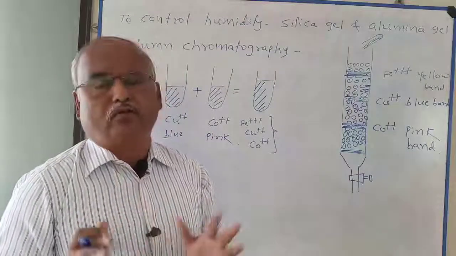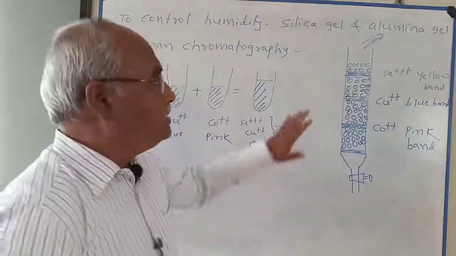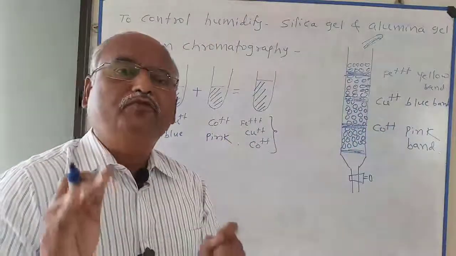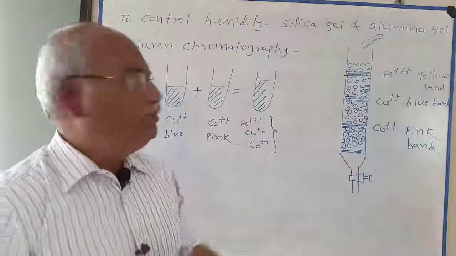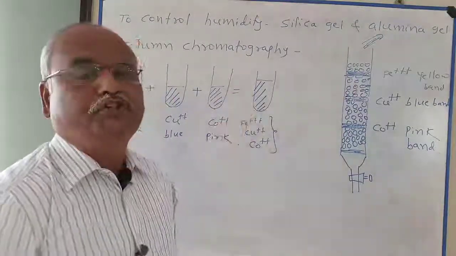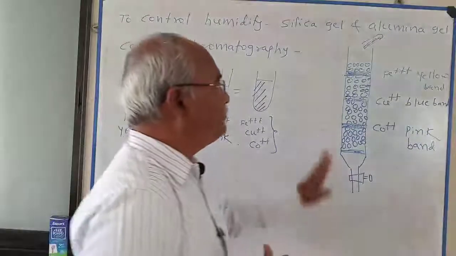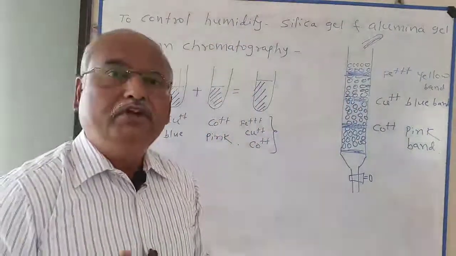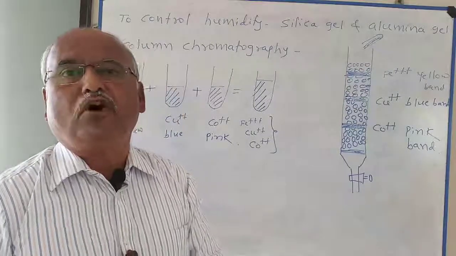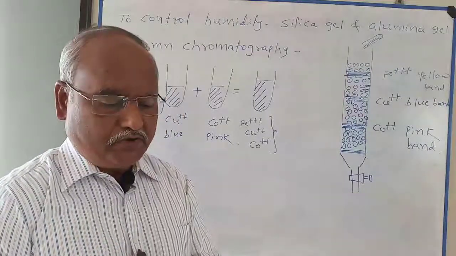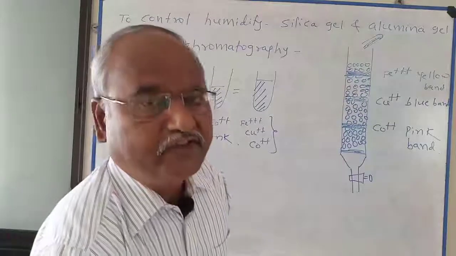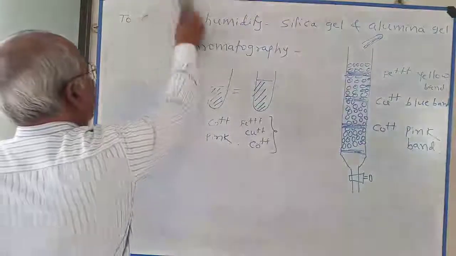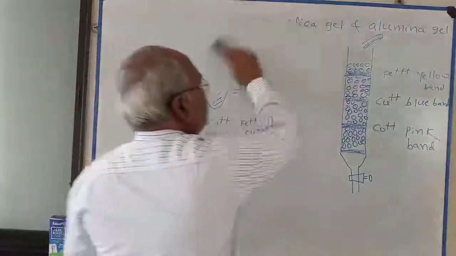Chroma means color, chromatography. Colored components can be separated by this technique. It works on the principle that different constituents of the mixture are adsorbed on the same adsorbent to different extent. After completing this, I am going to explain one more point.